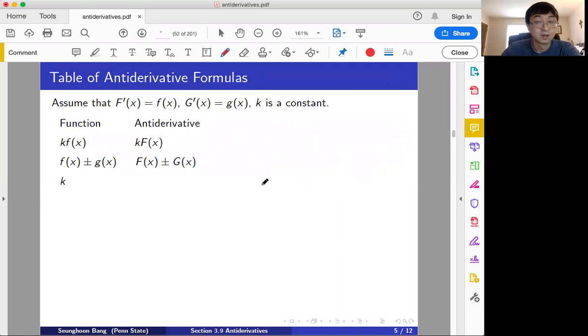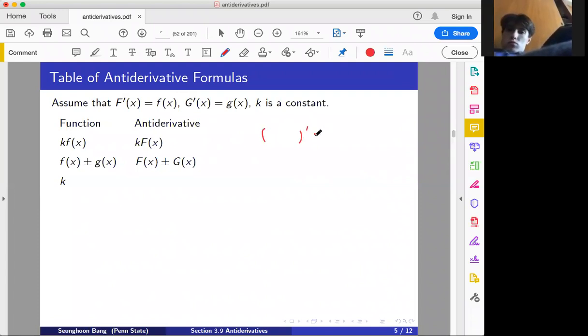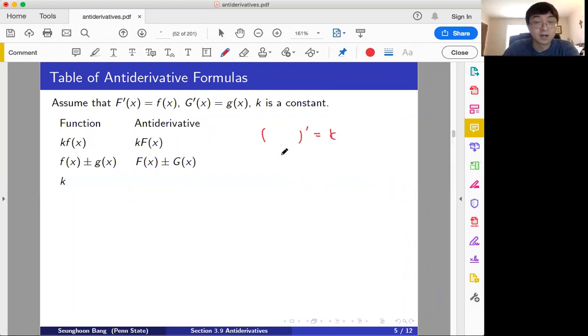So what is the antiderivative of k? What do you think? Could you write your answer? The antiderivative of k. What does it mean? Which function prime is k? You can find this one. Which function prime is just k? What is the antiderivative?